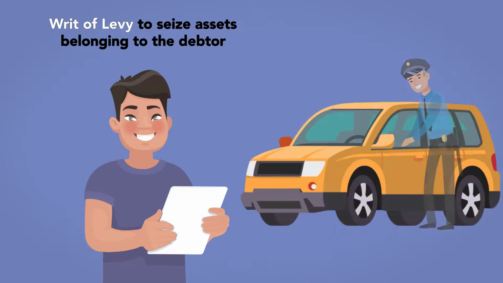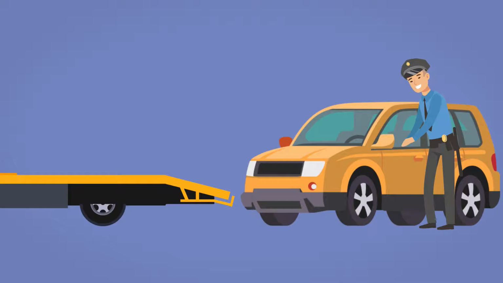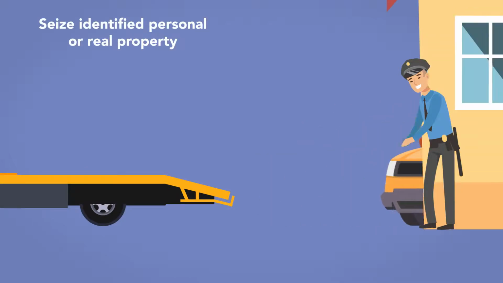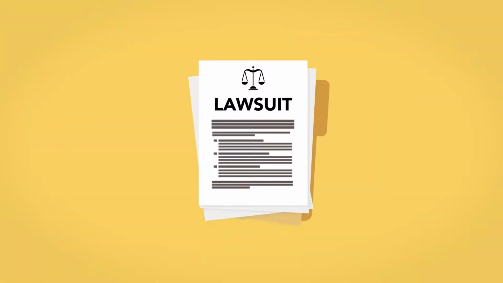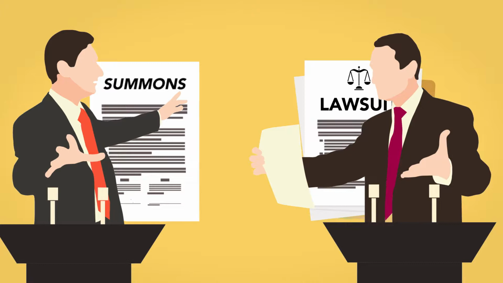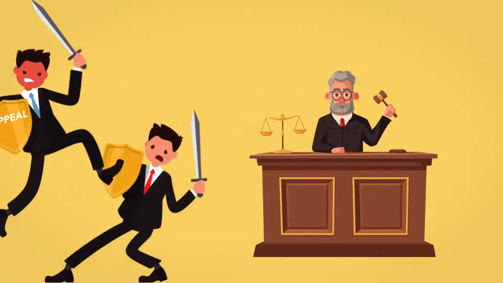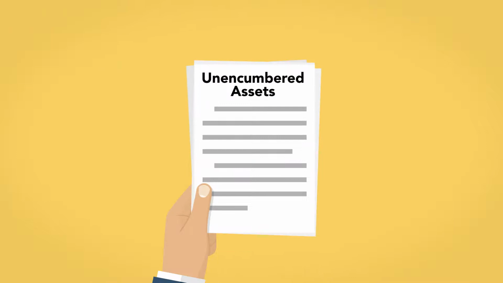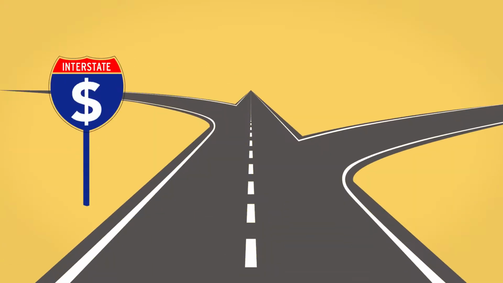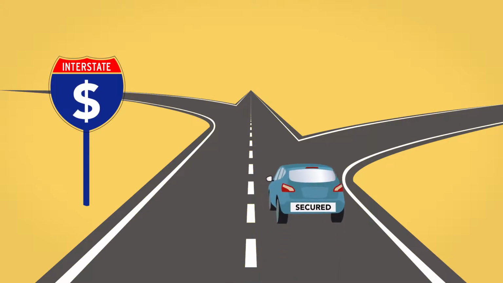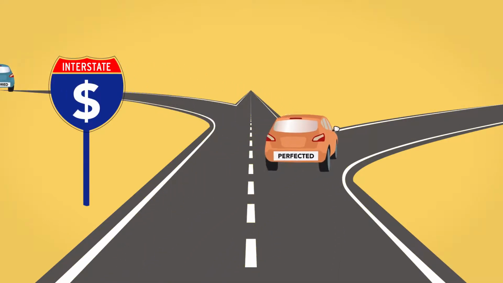Goods are typically levied by a sheriff or equivalent law enforcement officer, pursuant to a judgment against the debtor to levy and seize identified personal or real property. Unsecured creditors use this process to access the debtor's assets since they do not have a security interest. It requires filing a lawsuit, serving the debtor with process, litigating the matter, obtaining a judgment, contending with any appeals, and then searching to identify the debtor's unencumbered assets to request writs of levy. Avoiding this long, expensive collections path is a significant motivation for creditors to become secured and perfected.